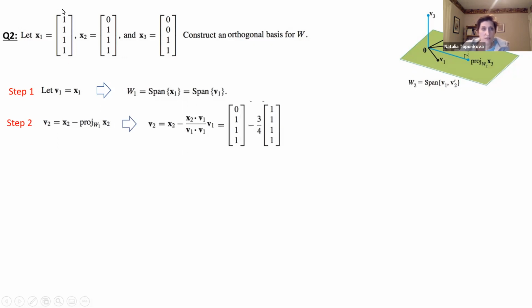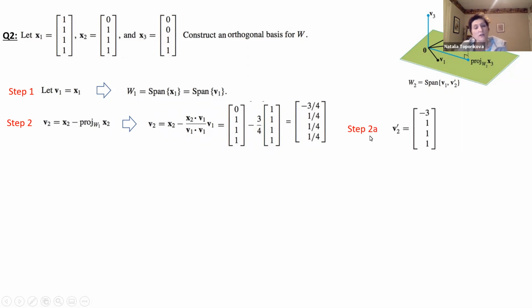So we will substitute the values for our vectors x1 and x2, calculate the dot product, and as a result, get this vector, which is okay, but not exactly the prettiest one. It will be much easier to work with whole numbers. So I propose here to use step 2.2a, where we multiply our vector v2 by 4 and get a much simpler looking vector. So it will be easier for us to calculate step 3.